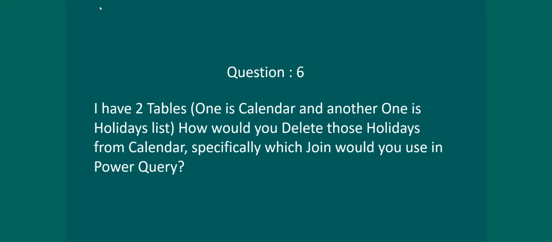I have two tables. One is a calendar and another one is a holiday list. How would you delete those holidays from the calendar? And specifically, which join would you use in the Power Query? Okay, so first we can have a walkthrough in the Excel how we can do that, and then we can jump into the Power Query and apply the same approach in the Power Query Power BI as well.